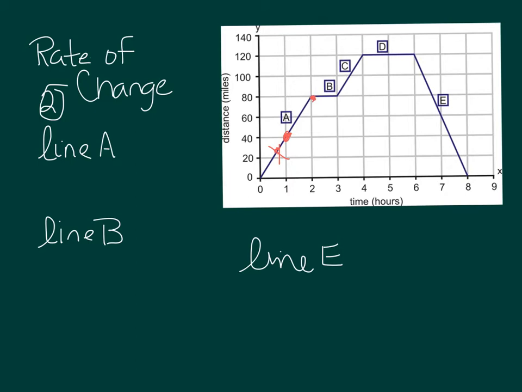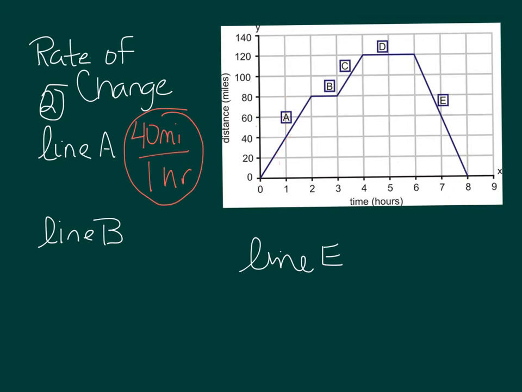So I'm going to do rise over run. So I'm going to do rise. So it's going from 40 to 80, so it's going up 40 miles. And my run is 1 unit, which is actually just 1 hour, and we can't reduce that. So line A has a rate of change of 40 miles for 1 hour. Okay. All right, line B.